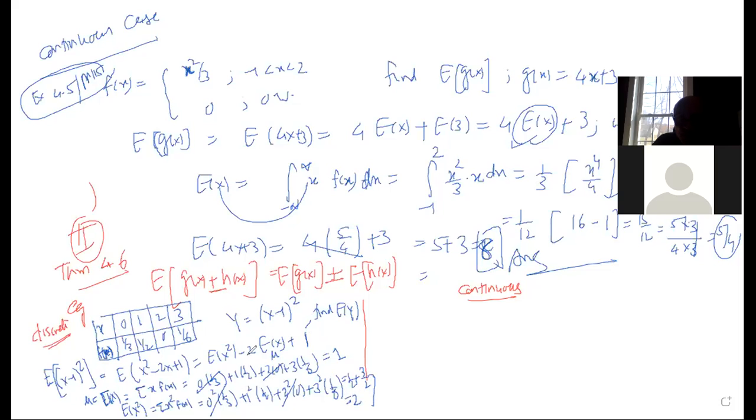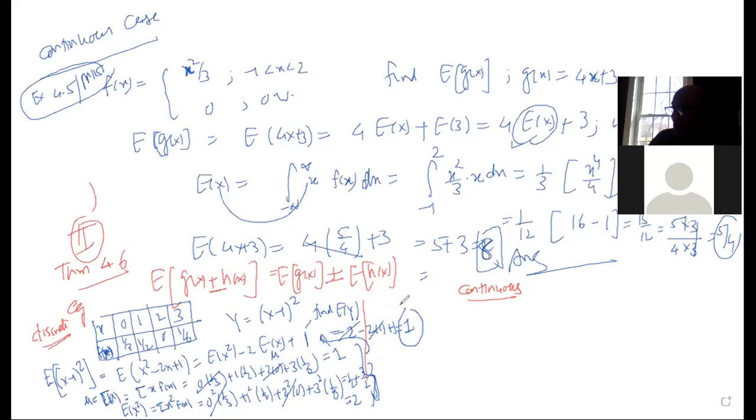If you plug these values back over here, you are going to get the expected value of x squared, which is 2, minus 2 times 1 plus 1. So the 2 and 2 will get cancelled, and that is equal to 1. So that is my answer.